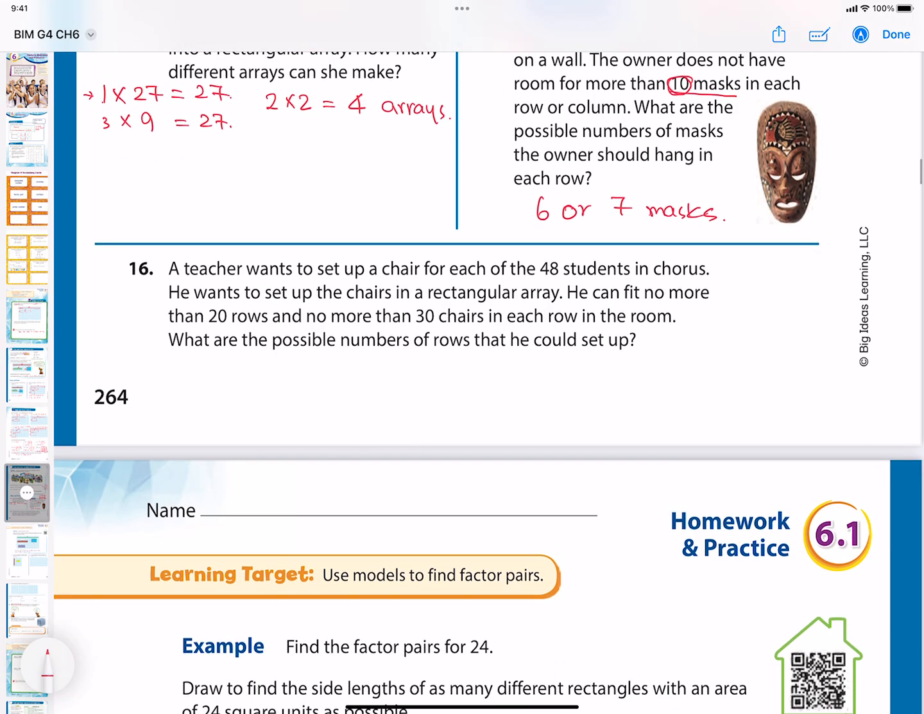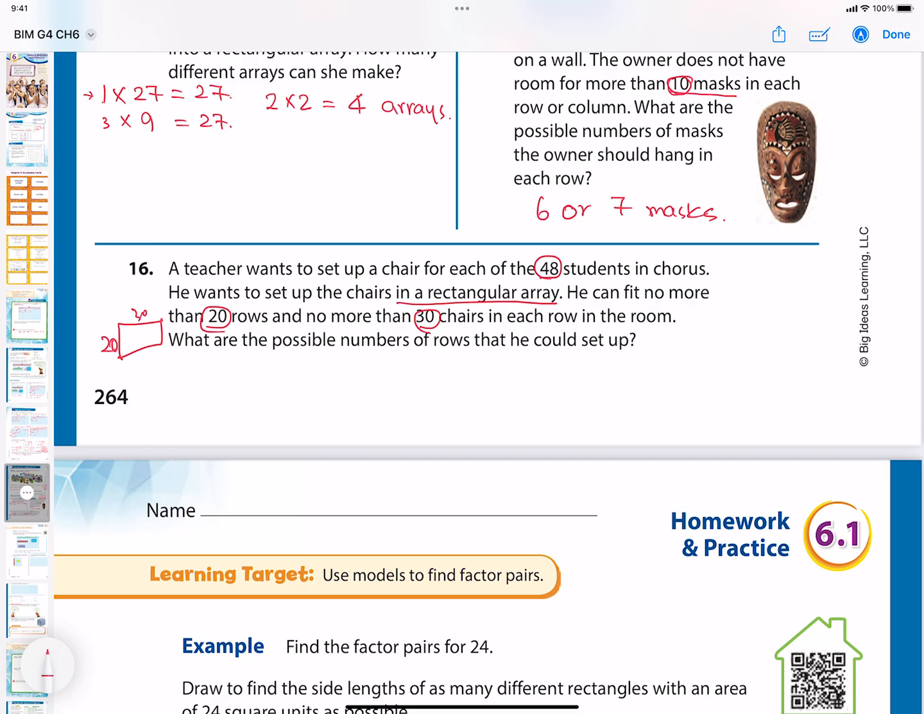Now number 16. A teacher wants to set up a chair for each of the 48 students in chorus. He wants to set up the chairs in a rectangular array. This is the hint, a rectangular array. So we know we can find out the factor pairs. Now he can fit no more than 20 rows and no more than 30 chairs in each row. So 20 and 30, that's the maximum, and he needs to set up 48 chairs.